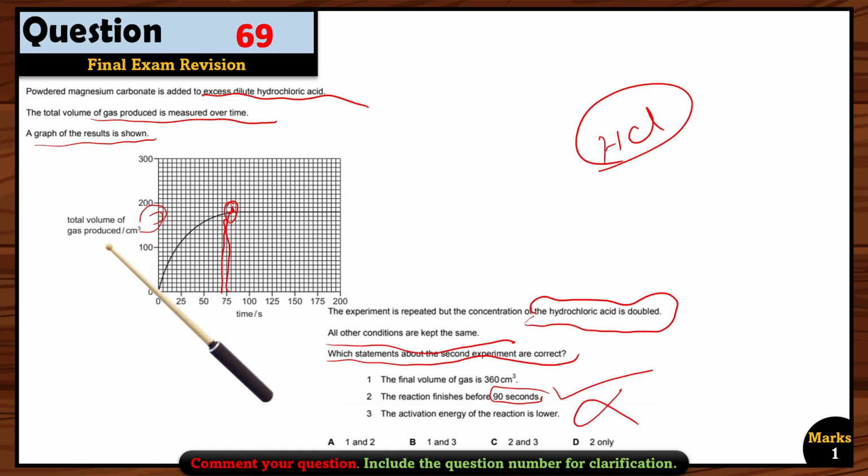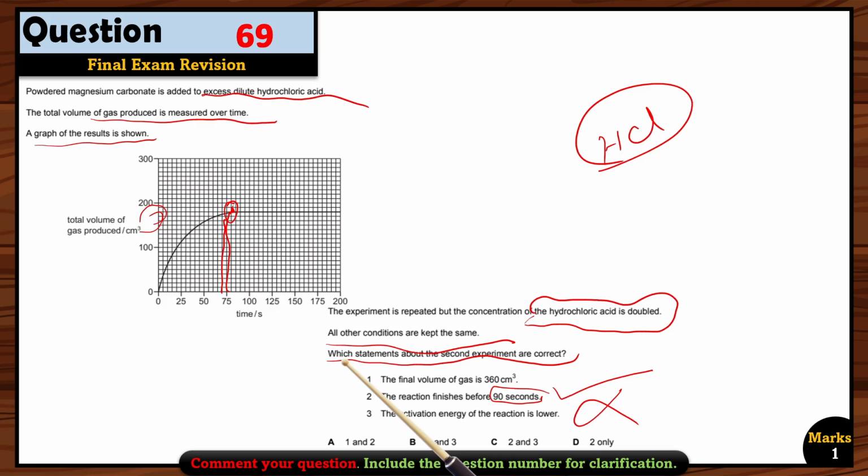Okay, so they already have told you that the experiment was repeated, but all other conditions were kept the same. It means they have not changed anything. They have not increased the volume. They have not increased the temperature. Nothing was increased. So the final volume of a gas cannot be increased. That's why it should not be 360 centimeter cube. That is the wrong option.